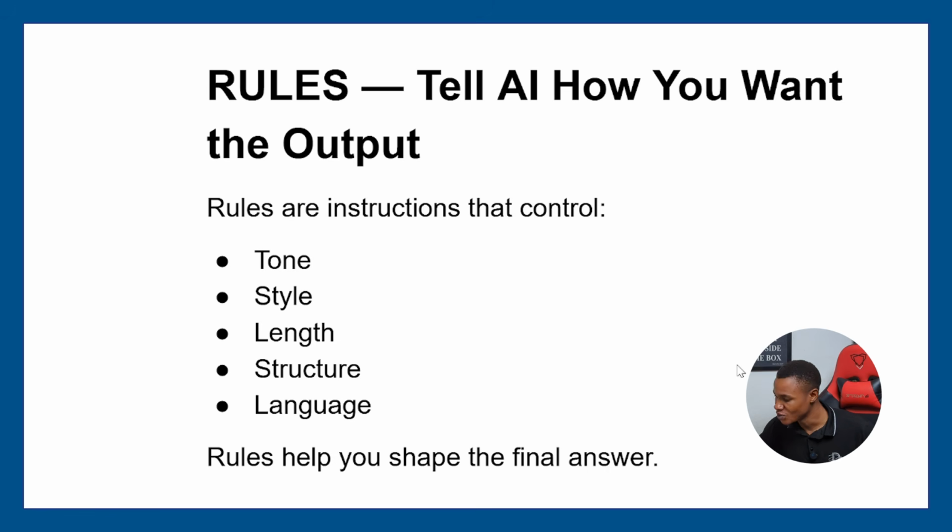And now we are moving to the last part of a prompt. Remember again, sorry, I'm always taking you back. We are talking about the four main parts of a good prompt. Number one is role, number two is context, number three is what? Tell me in the comment section. And number four is rules. Tell AI what you want the output to look like.